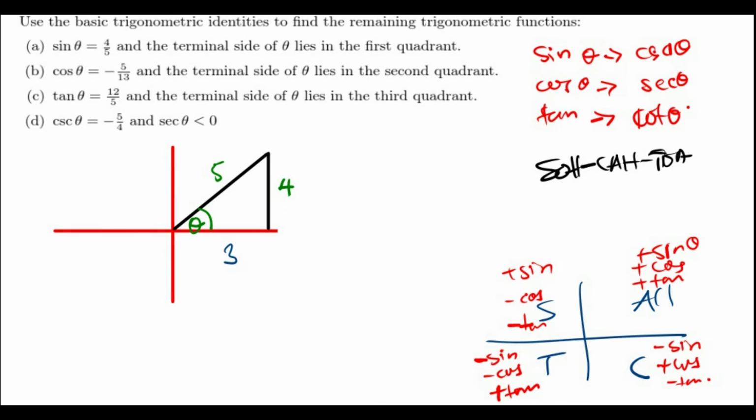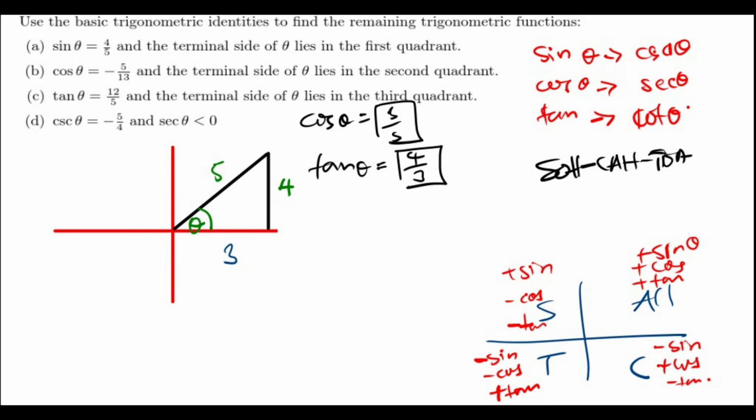Now let us go ahead and find the remaining ones. So we have sine theta. Now let's go to cos theta. Cos is adjacent, 3, over hypotenuse, which is 5. So this is the answer for cos. Now tan theta is opposite, 4, over adjacent, 3. So this is for tan theta.